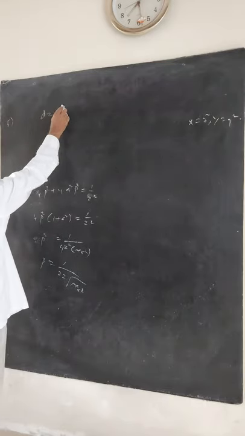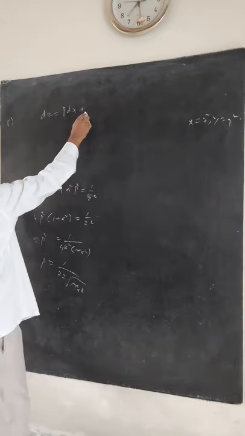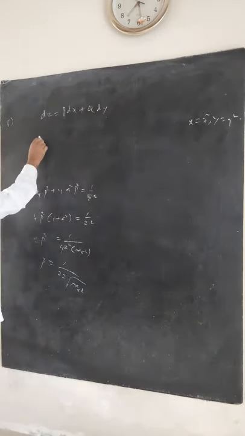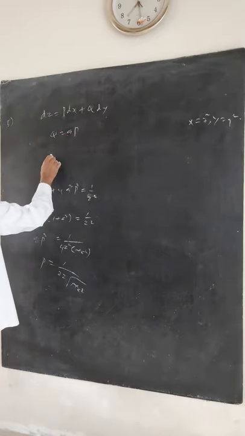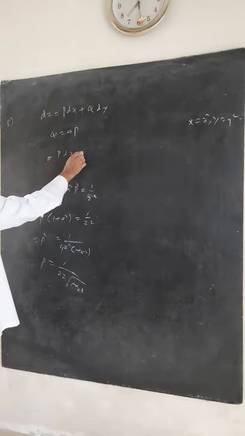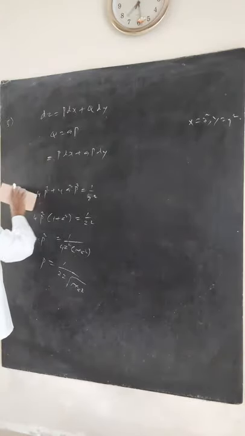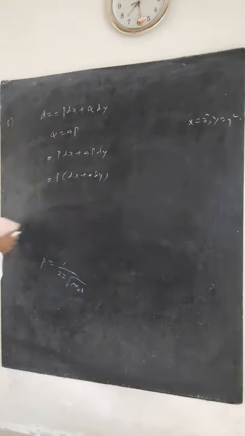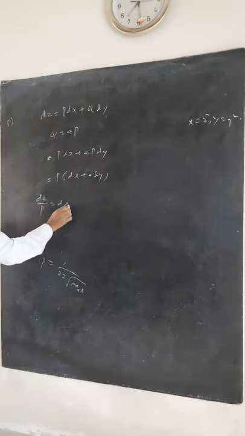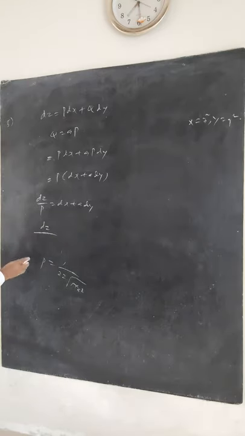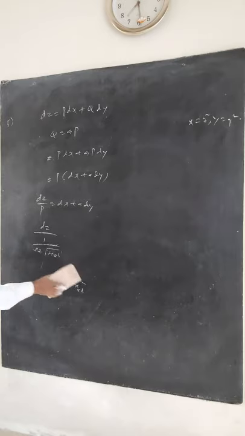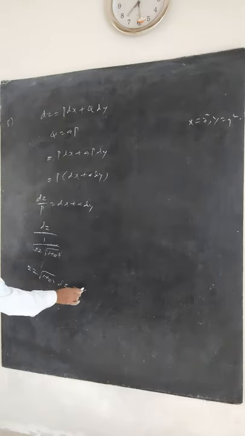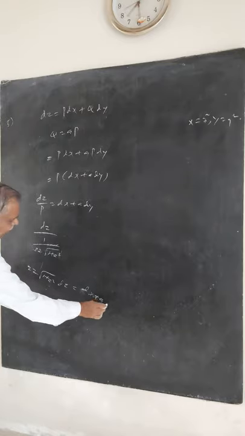Applying in dz, which will give the result dz equals capital P dX plus capital Q dY. Capital Q equals aP, so dz equals P dX plus aP dY. Taking P out, P(dX plus a dY). P comes down, capital P equals dz by dX plus a dY. The 1 by 2z root of 1 plus a² comes up: 2z root of 1 plus a² dz equals dX plus a dY.